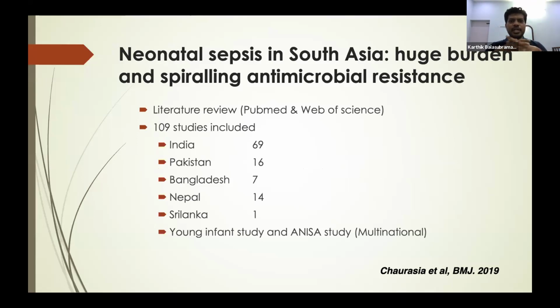It's about neonatal sepsis in South Asia, the spiraling antimicrobial resistance. It's based on a literature review where several studies were collected from PubMed and Web of Science. This study included 109 studies. About 69 studies were from India, 16 from Pakistan, 7 from Bangladesh, 14 from Nepal, and 1 from Sri Lanka, and 2 multinational studies, the young infant study and the etiology of neonatal infection in South Asia study.